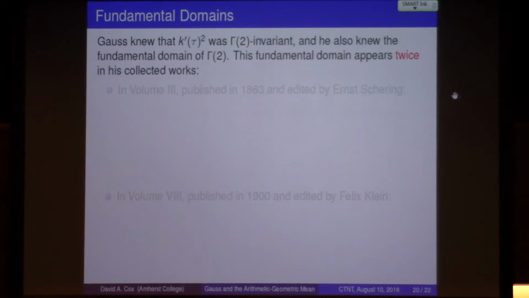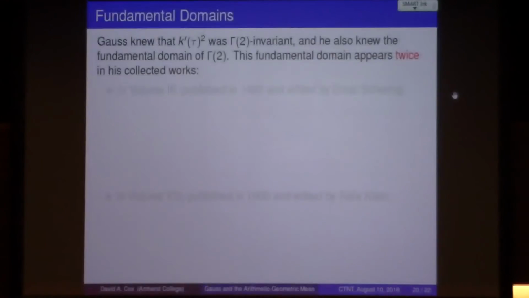Now also I talked about some fundamental domains, and I drew one picture of a fairly complicated one. Turns out that Gauss never really got around to writing up his stuff completely, so he never did a complete treatment. He had bits and pieces here and there. But he did have some fundamental domains. We talked about k prime of tau, that has a fairly complicated fundamental domain. But if you square it, it makes life a lot simpler. And it turns out that that's invariant under the group Gamma 2. Remember, that's the elements of SL2Z that are congruent to the identity mod 2. So he knew it was Gamma 2 invariant, and he actually knew the fundamental domain.